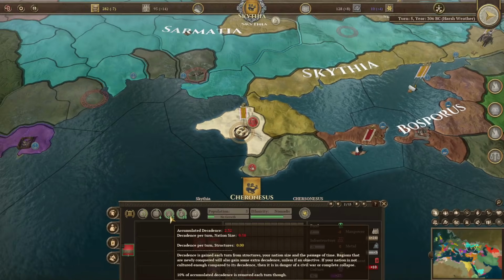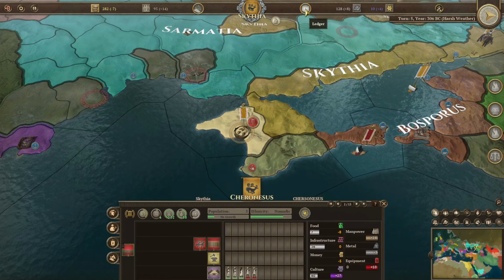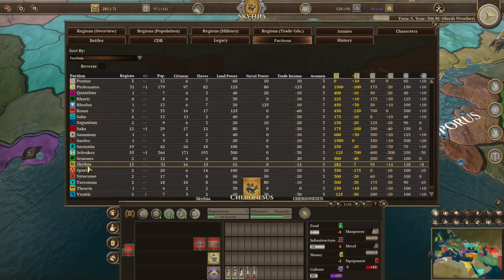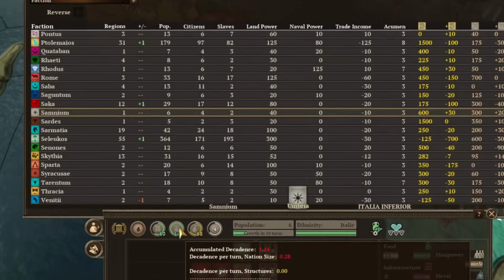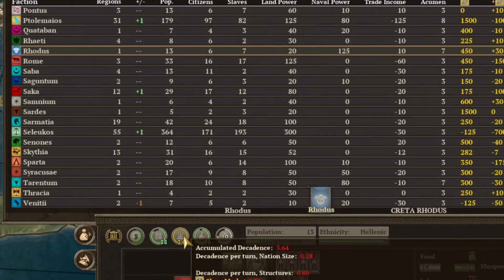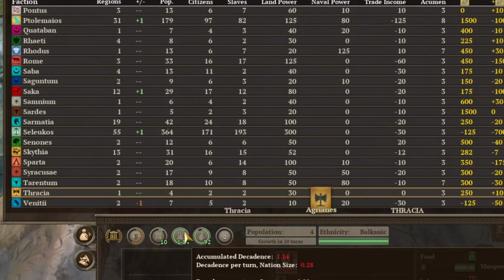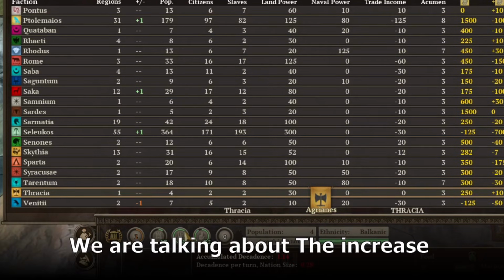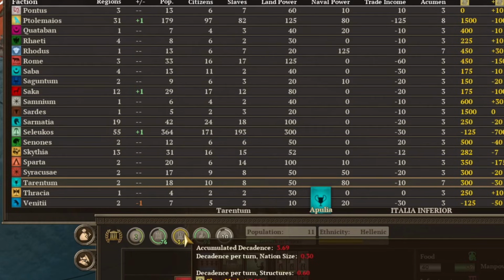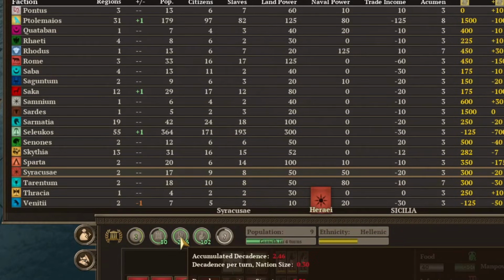And what is the formula? We can check, because if we go to the reports and check factions, here you can see how many regions each faction has. If you check factions with only one region and hover here, you can see 0.28, and those guys 0.28, and those guys also 0.28. So the number of regions determines the decadence from nation size. If we check a faction with two regions, it's 0.30, a bit more. Another one also 0.30. So you can see that there is some increase, but not a big one.